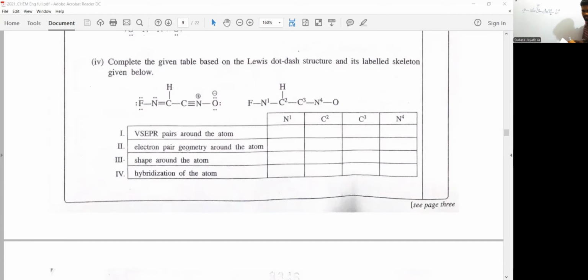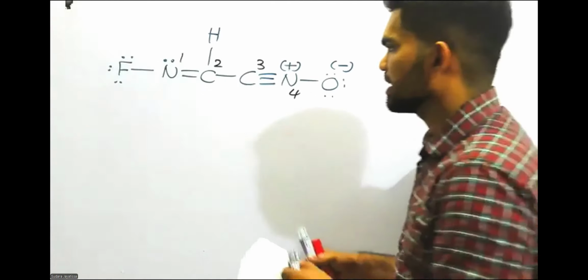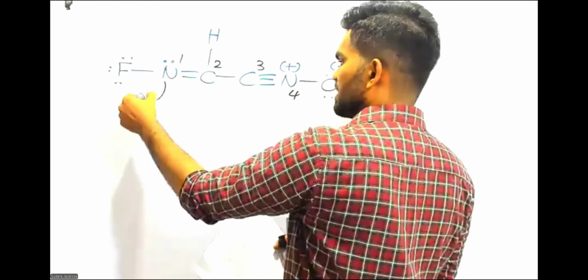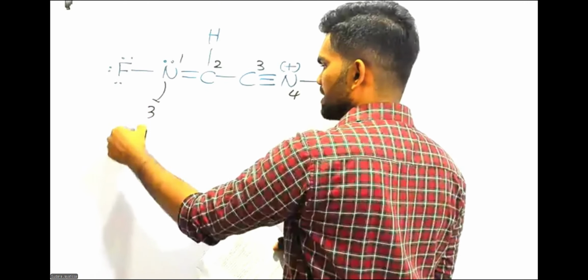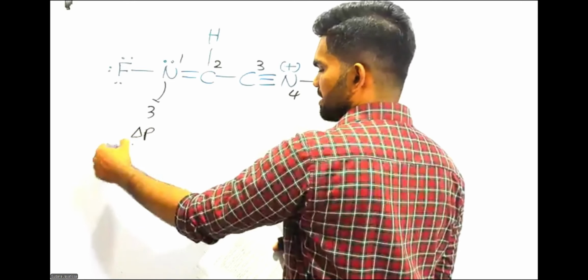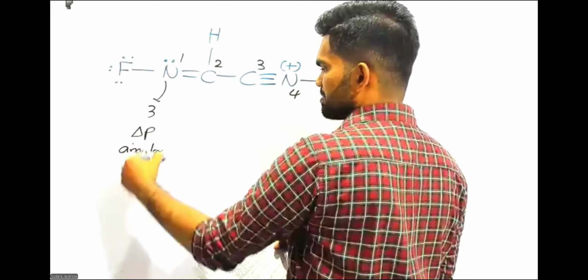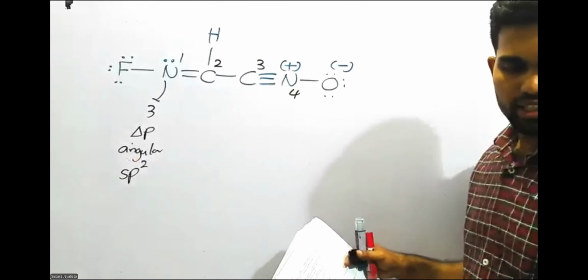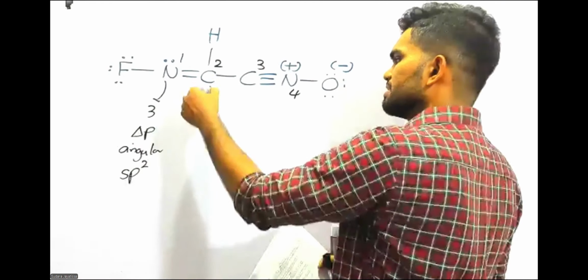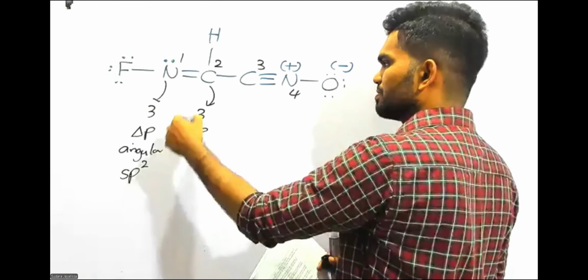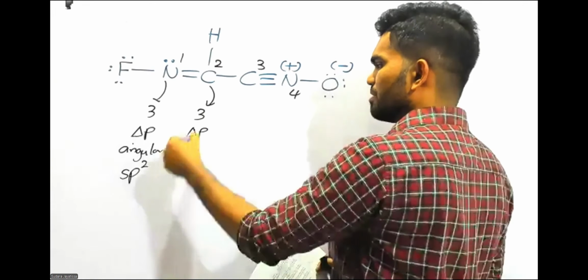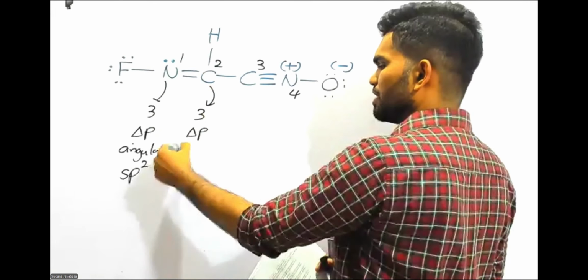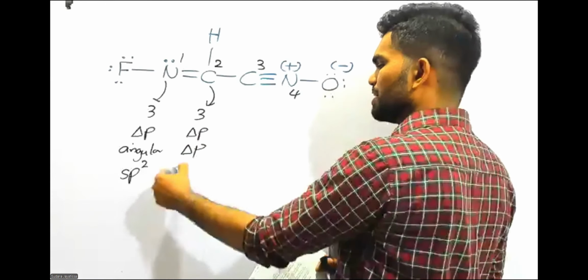Okay, so you need the VSEPR pairs, electron pair geometry, shape, and hybridization. It has 3 VSEPR pairs, so trigonal planar electron pair geometry, angular shape, and sp2 hybridization, since it has 3 repulsion units. The same numbers come for this one also, 3 repulsion units, but now all repulsion units are bonds, so the shape is also trigonal planar.